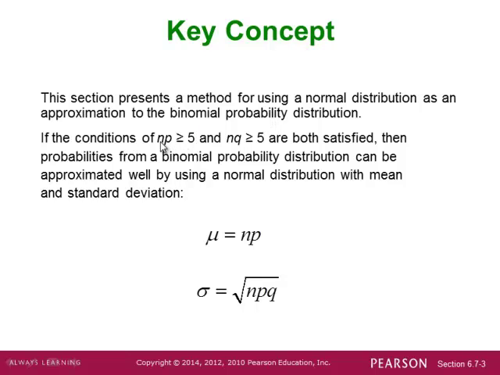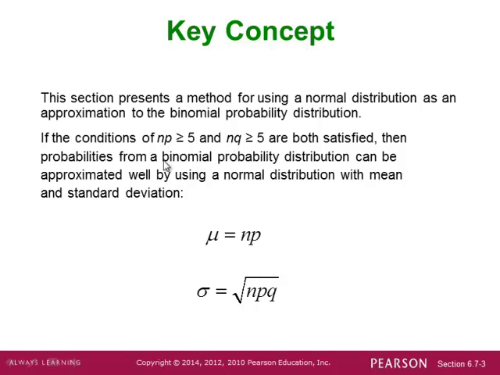Now, you're going to see the letter n. N is the sample size. P is the probability of a single success. And Q is the probability of a single failure. P plus Q is equal to 1. And we're going to see that the condition that n times p must be at least 5, and that n times q must also be at least 5. They have to be satisfied.